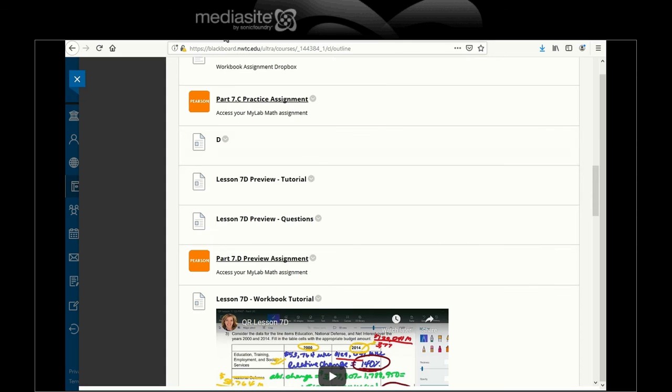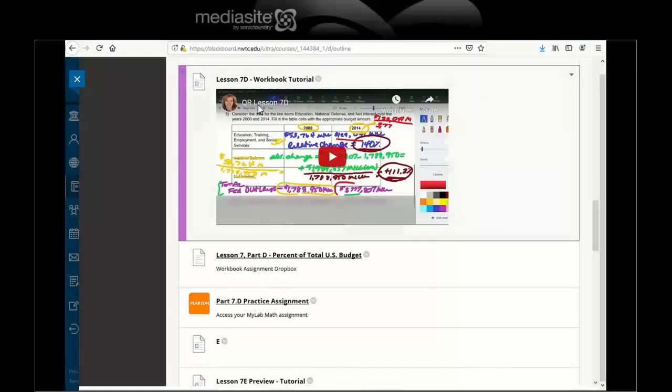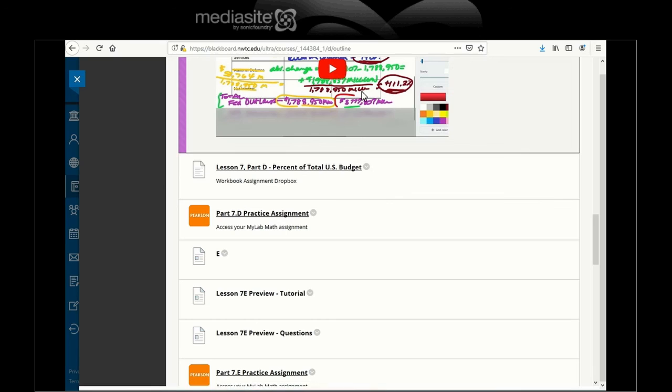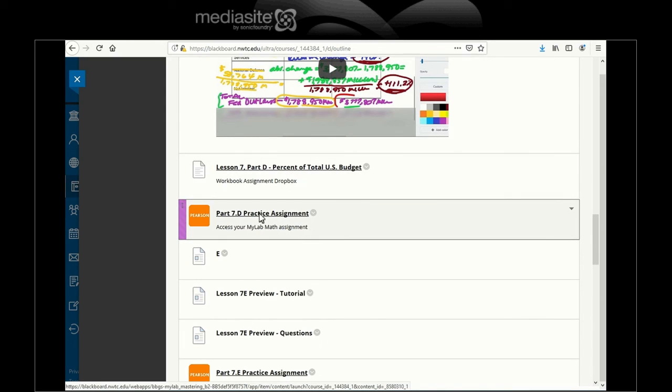And once that's completed, do the 7D workbook tutorial using Stephanie's tutorial guide to help you through it. Make a PDF copy of your work from your workbook, submit it, and then that should prepare you for doing the Part 7D practice assignment.